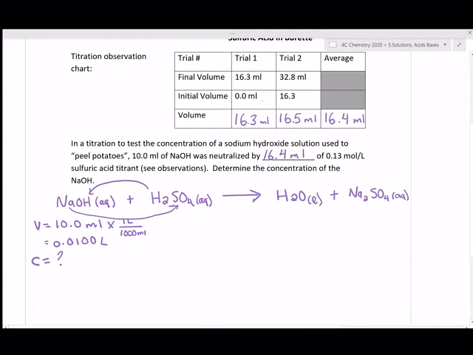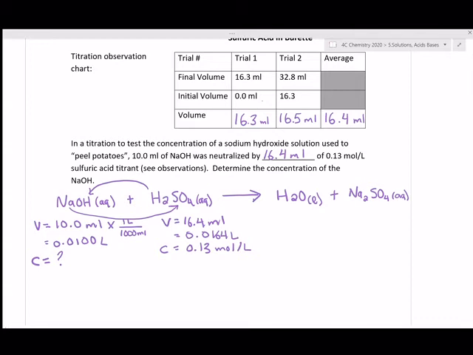Now, under the sulfuric acid, we have a volume of 16.4 mL, which is equivalent to 0.0164 liters. And we knew the concentration of it, which you have to always know the concentration of your titrant that goes in the burette. Okay, so there's all our known information.